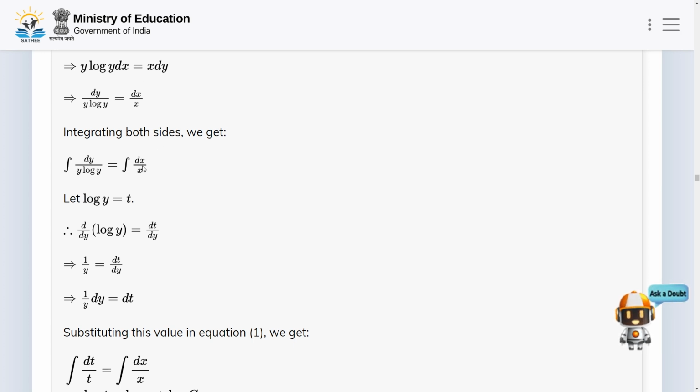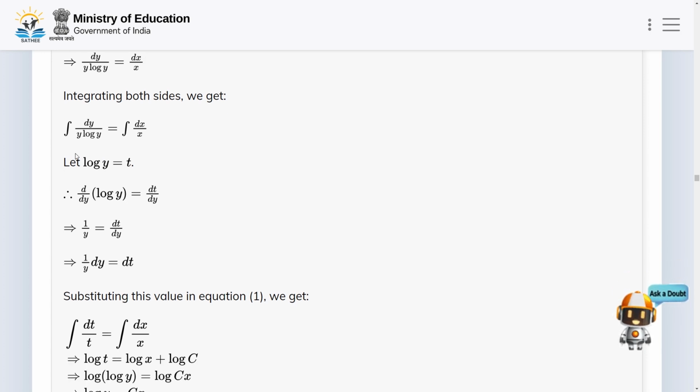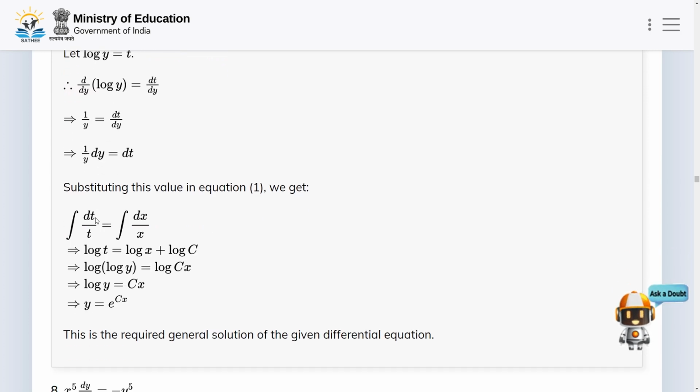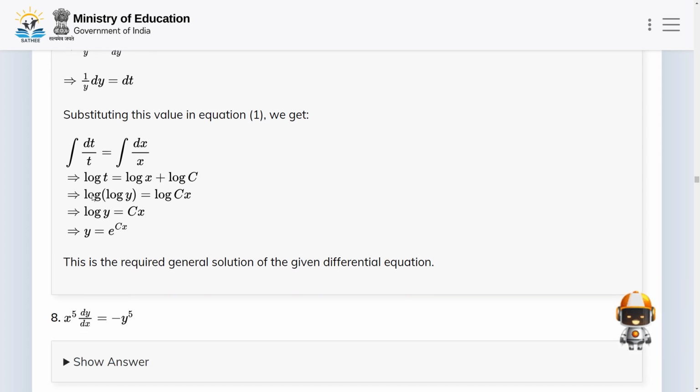This is your log x mod x, that's it. And this will be your log y, take log y as t. So the derivative will be 1 by y, dy can be replaced by just dt. So this means dt by t, this means log t is equal to log x plus log c. So this means log of log y is equal to log cx. This means log y is equal to cx. This means this expression can be rewritten as y is equal to e power cx. So this will be your general solution of the given differential equation.